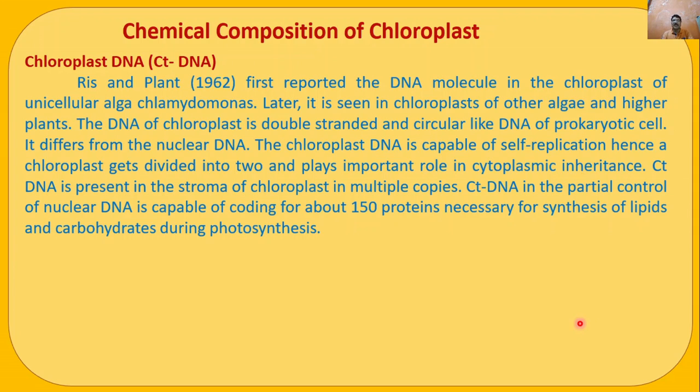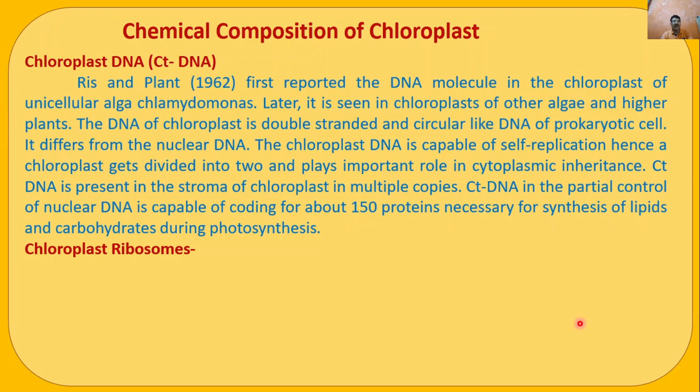The chloroplast DNA is capable of self-replication, hence the chloroplast gets divided into two, and plays an important role in cytoplasmic inheritance. Chloroplast DNA is present in the stroma of chloroplast in multiple copies. Under the partial control of nuclear DNA, it is capable of coding for about 150 proteins which are necessary for the synthesis of lipids and carbohydrates during the process of photosynthesis.